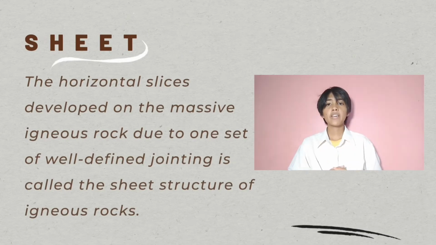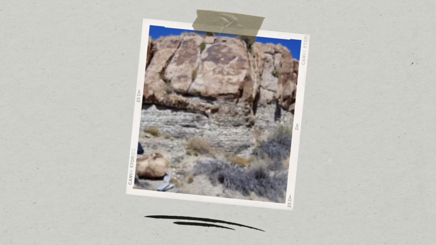So, the last one is the sheet. Sheet is a horizontal slice developed on massive igneous rocks due to one set of well-defined joints, called the sheet structure of igneous rock. The sheet is a plate-like structure developed in rocks due to the development of different sets of joints.